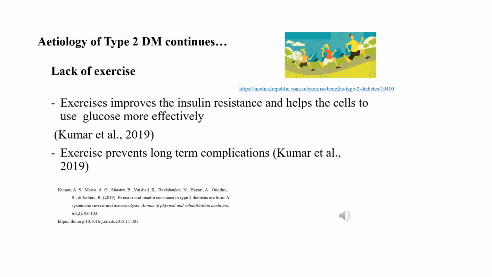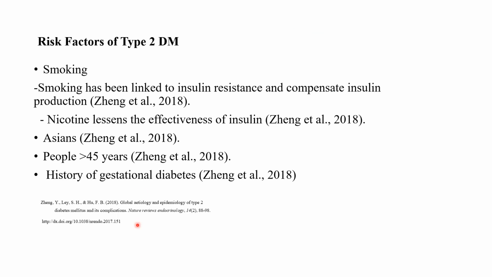Lack of exercise is an etiology of type 2 diabetes. Exercise will improve insulin resistance, it helps the cells to use glucose more effectively, and it prevents long-term complications as well. Other risk factors include smoking. The nicotine lessens the effectiveness of insulin, so it causes insulin resistance and compensates the insulin production.